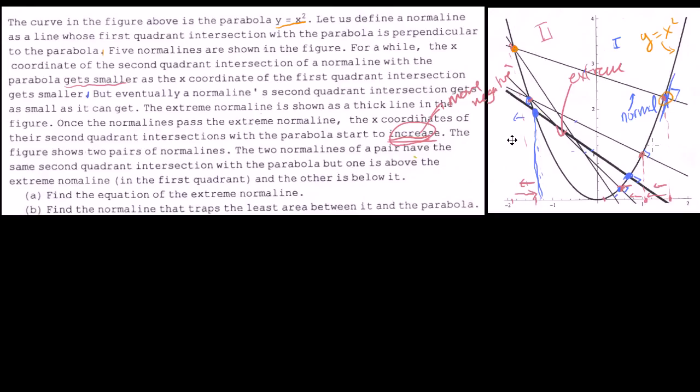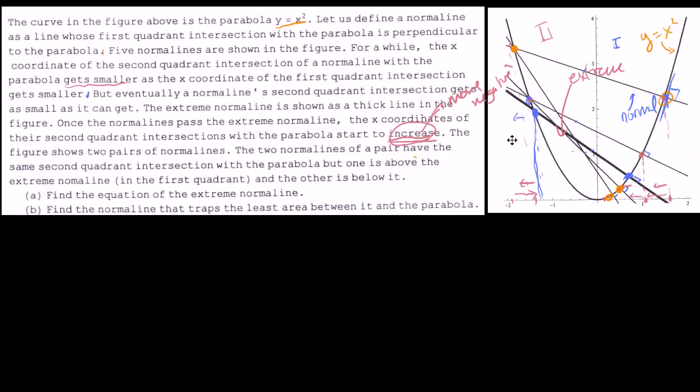Then if you lower and lower the x value, if you lower it enough, you pass the extreme normal line, and then you get to this point. So if you pull in your x value enough, you once again intersect at that same point in the second quadrant. So hopefully I'm making some sense to you as I try to make some sense of this problem.